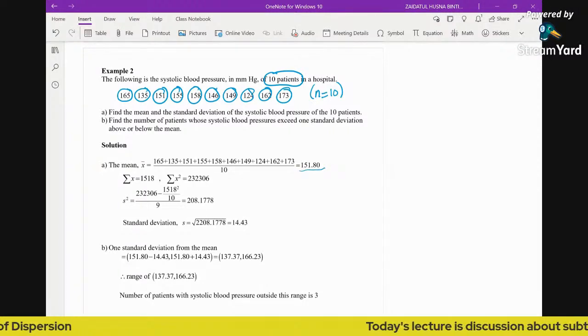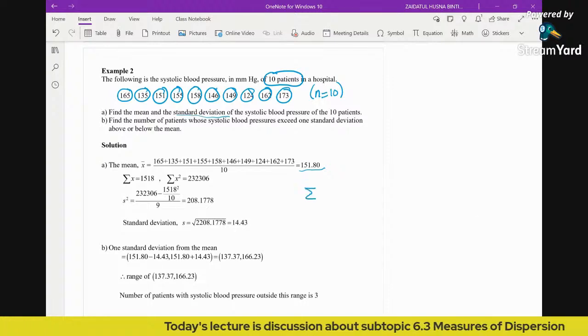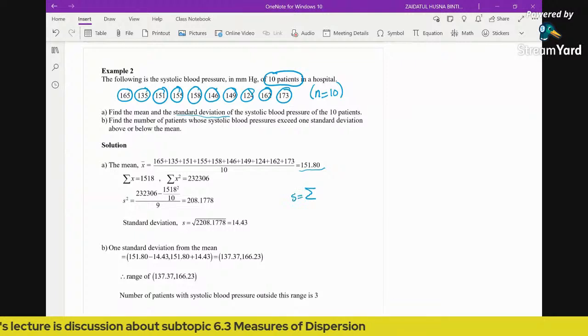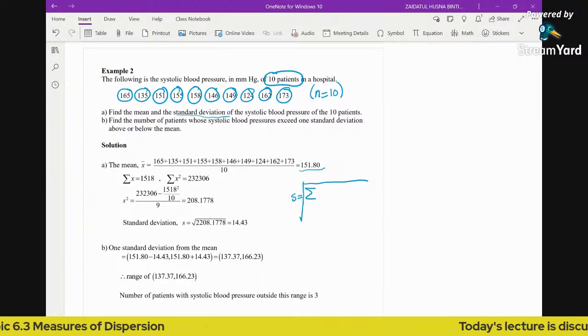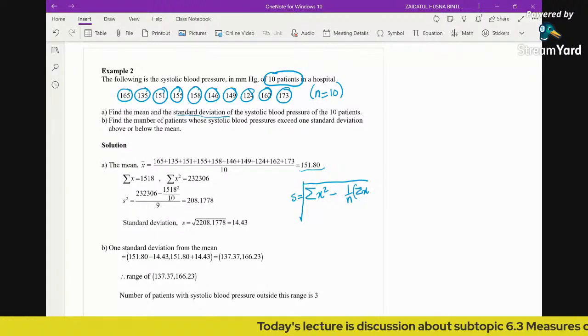And then standard deviation. The formula of standard deviation again, because standard deviation is the square root of variance, right? So in order to find standard deviation, we just put the square root of 1 over n minus 1 times sum of x squared minus, and then sum of x squared, divided by n.